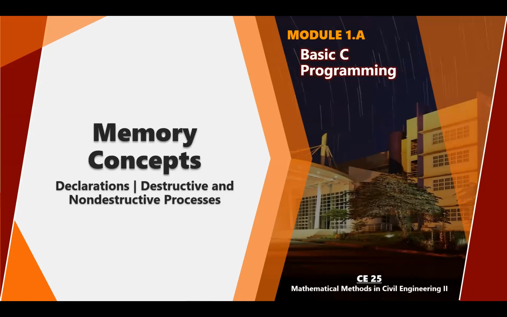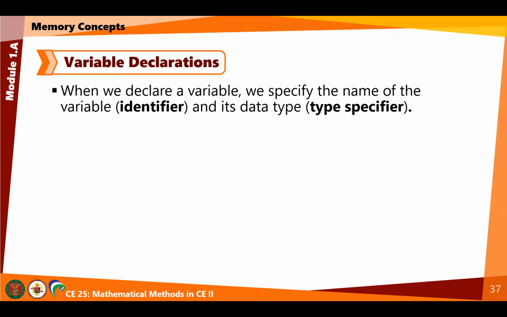Memory concepts. Yep, I think we have covered this. Ayan, so yan, data type and then the identifier. You saw this earlier, yung kanina example, int, which is the data type, and then the identifier is num. So the num, yung kanina, is an integer. That's what it says. So this is how you declare a variable.